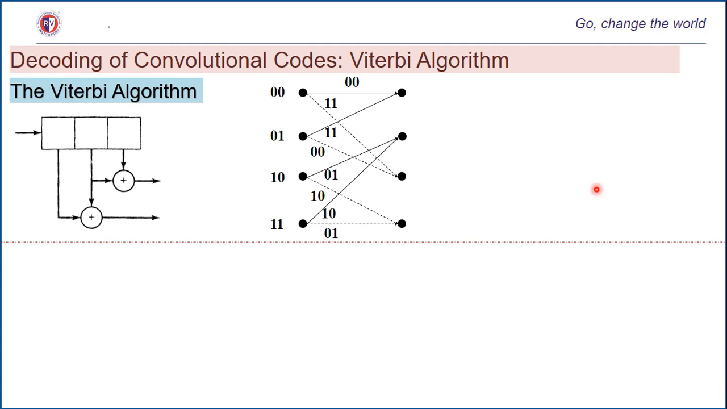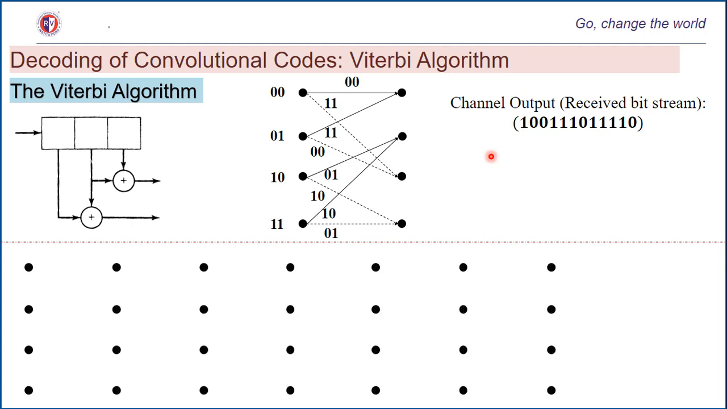The channel has outputted a certain bit stream, which is also the received bit stream at the front end of the receiver. This is one of the sequences I have taken as an example. With this channel output, with this received bit stream, we should be able to decode what has been transmitted. The first step in the algorithm is to start with the all zero state.